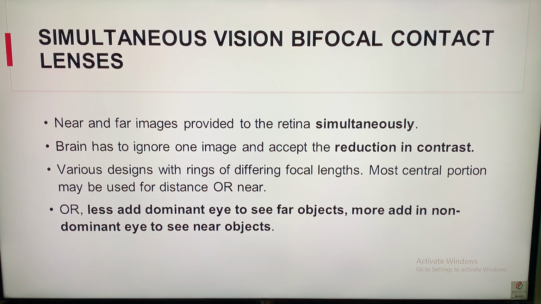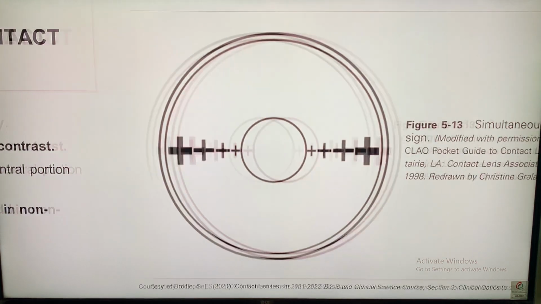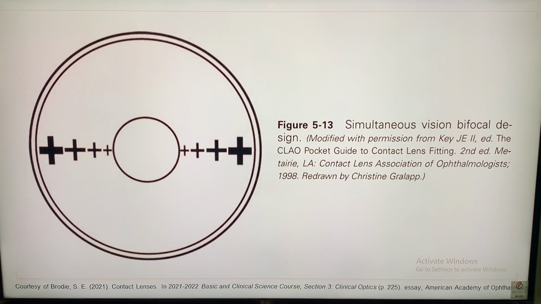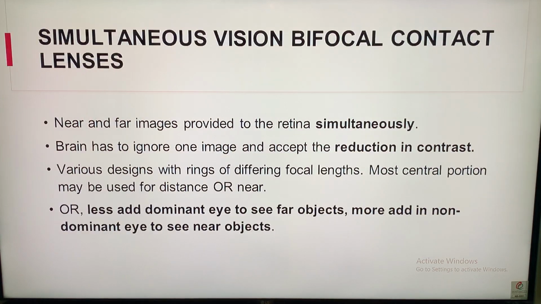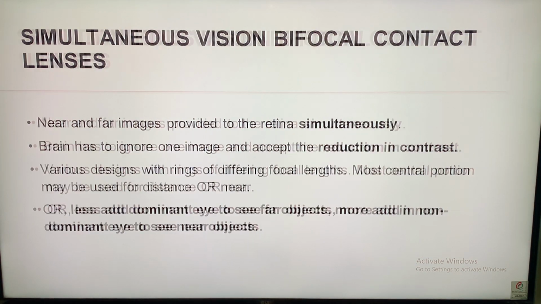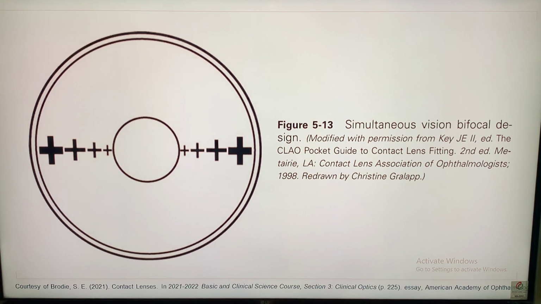The second type of multifocal lenses is simultaneous vision lenses. In these types, the retina receives two images simultaneously, and now it's up to the brain how it works to focus a single image at a time. One disadvantage is that there is reduction of contrast sensitivity in these types of lenses. So these are simultaneous vision lenses. It may have concentric rings, diffracting rings with different focal lengths, making images for far and near.